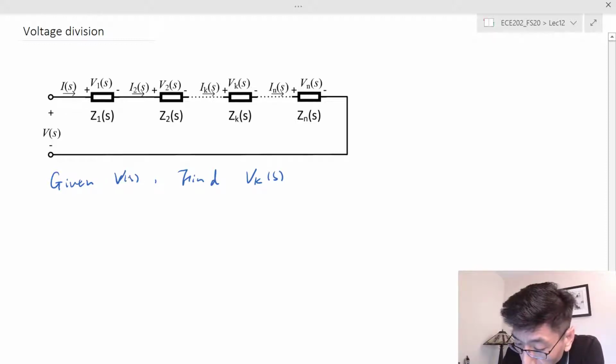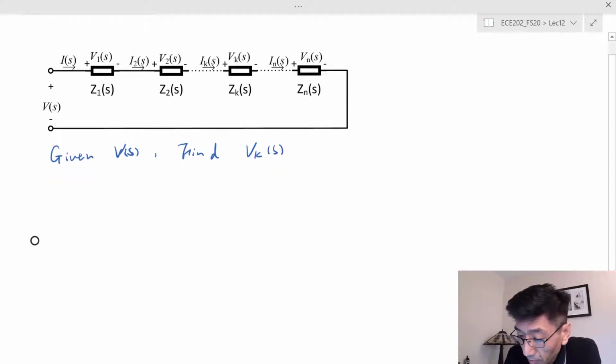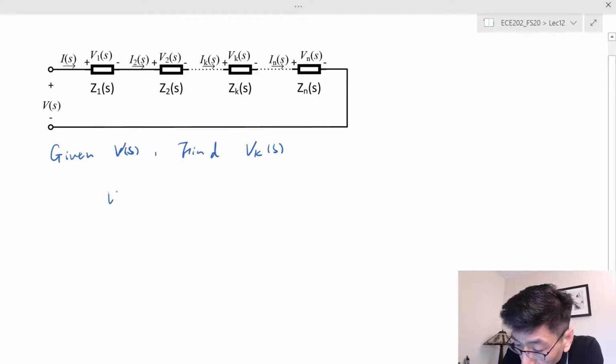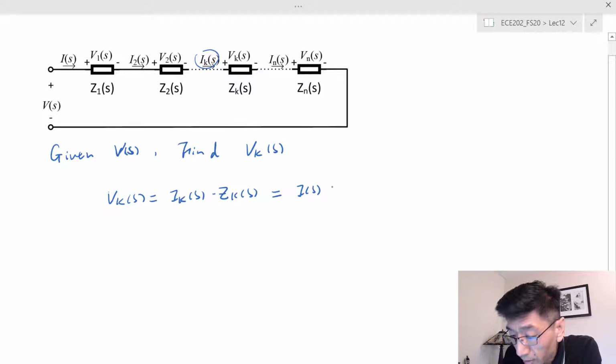So this is the total voltage, and we can use voltage division without really calculating all the current stuff. Let's see how we can get this quickly. We know Vk is based on what we label here. The current here is I sub ks times Z sub ks. Of course, all the impedances are known. Since I sub k is equal to the total Is, I can replace I sub k by Is, the total current, because these elements are connected in series.